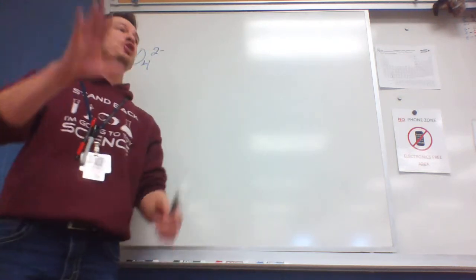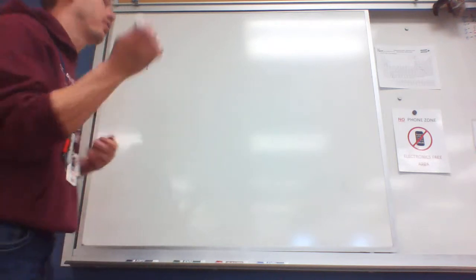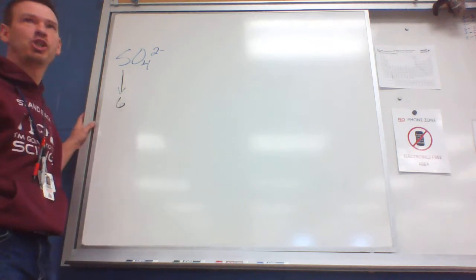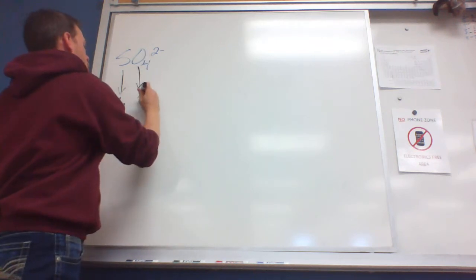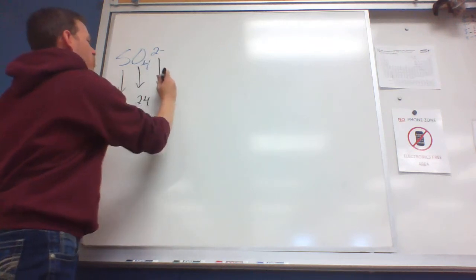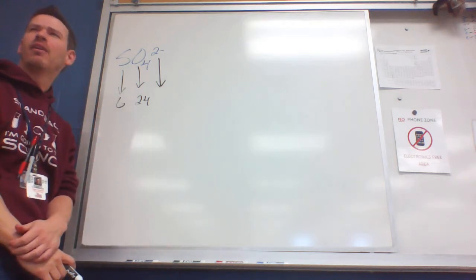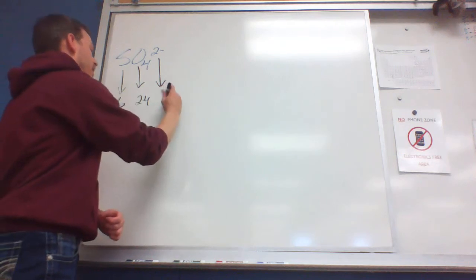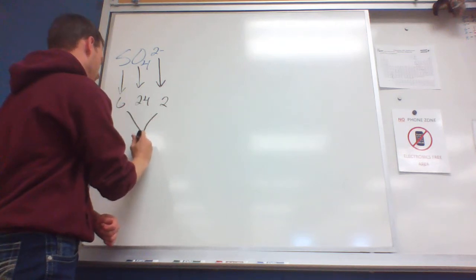Sulfate. My first job is to know the number of dots I'm dealing with. So right away, I see sulfur is 6. I see 24 from the oxygens. And, oh, -2. What is that going to do to my count? It's going to make it go bigger. Remember, make it go bigger. You're gonna have 32 electrons.